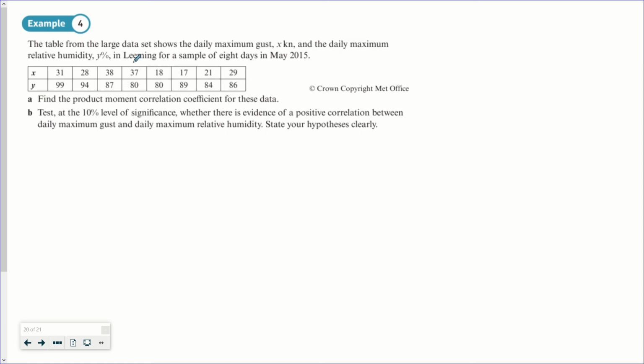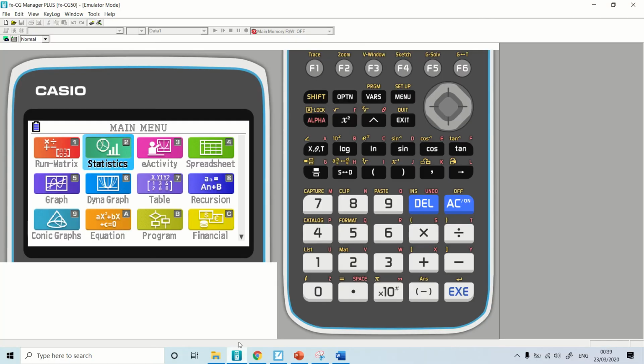In this example, we've got an extract from the large data set which shows 8 days worth of data of maximum daily wind gust and relative humidity for that day. So in part A, we're asked to find the product moment correlation coefficient for this data. So we're going to use our graphical calculators to work that out.